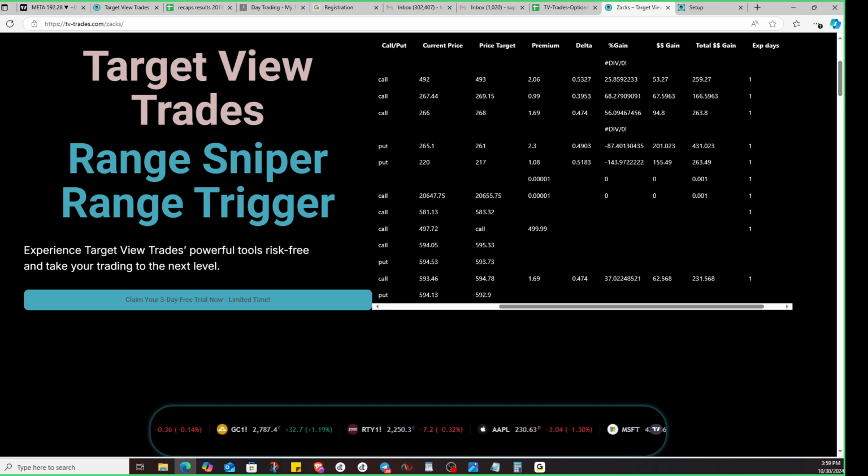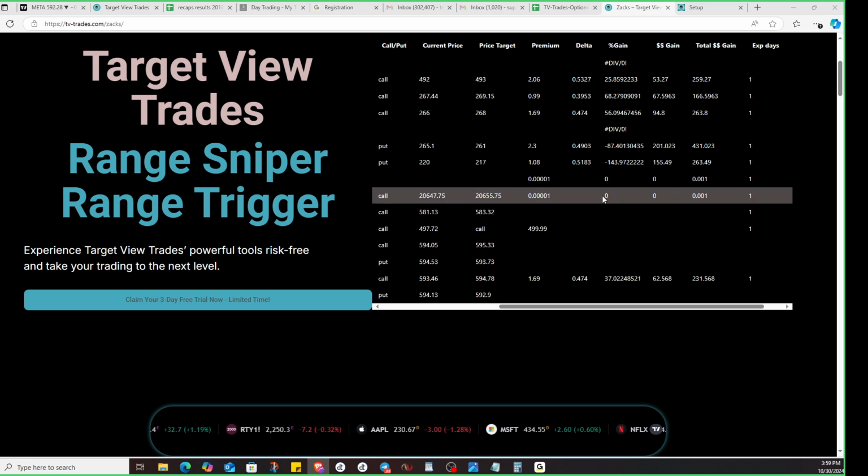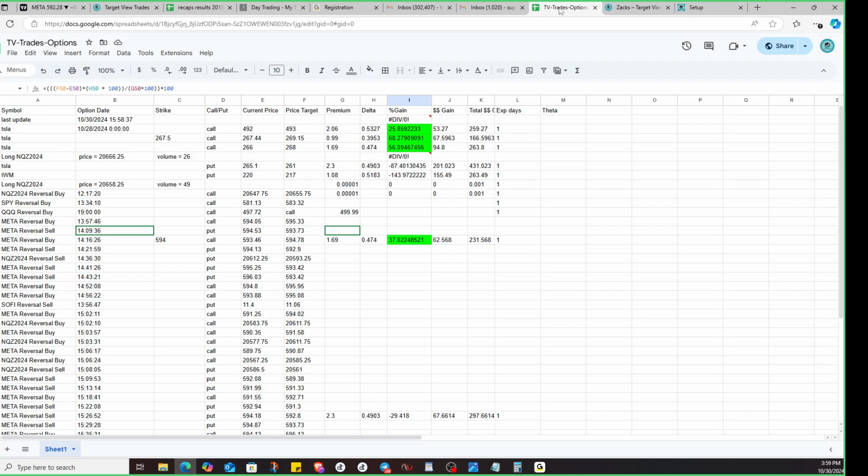That's what it's figuring. Next day expiration, and it'll figure out the percentage and if it's worth doing or not. And if it's worth doing, it highlights it. If it's 25% or more, it highlights it. Okay.